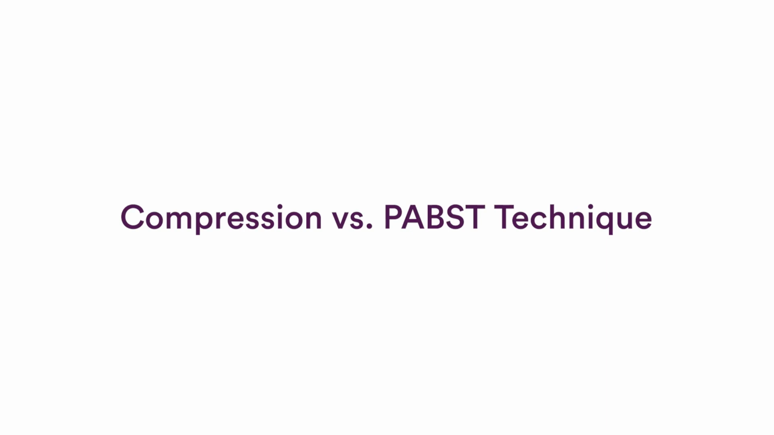So typically when considering compression versus PABST, it's based on the size of the defect. But in the compression technique, it's a patient typically that has a small defect. There's no resection planned. This is a patient with a non-union that has failed dynamization or possibly another technique where there's bone-on-bone contact and overall length of the limb is symmetric to the uninvolved side.